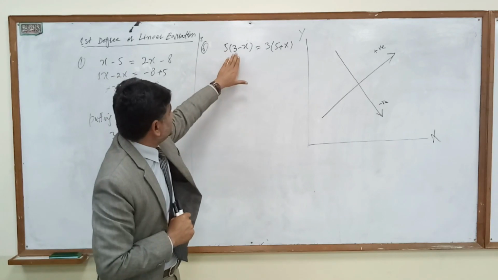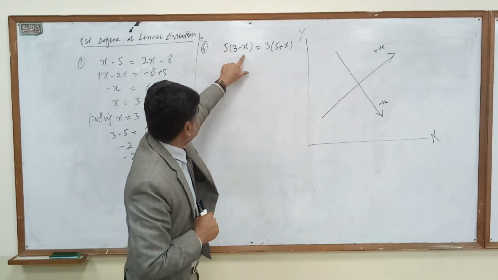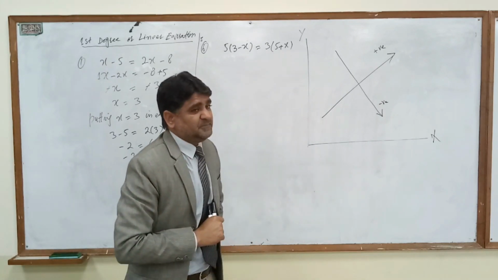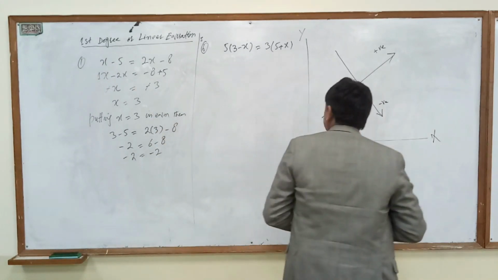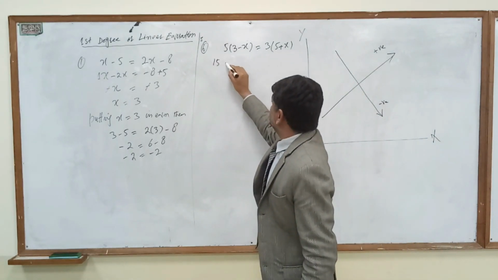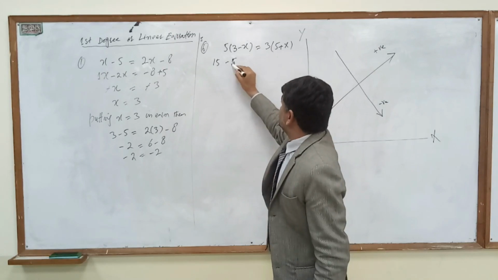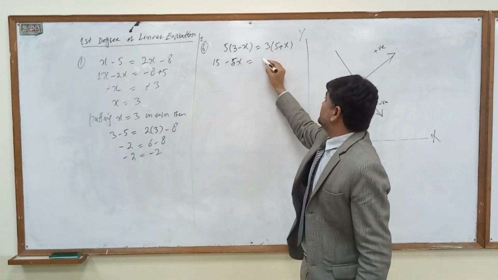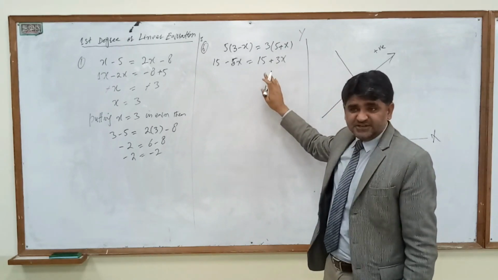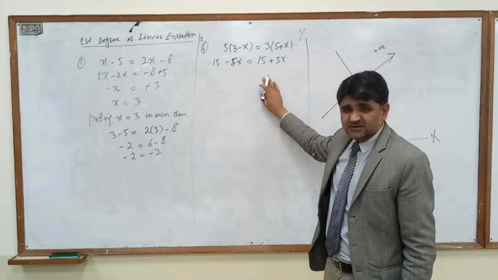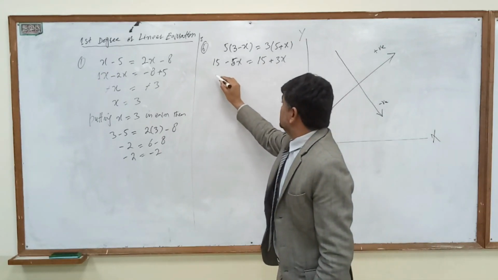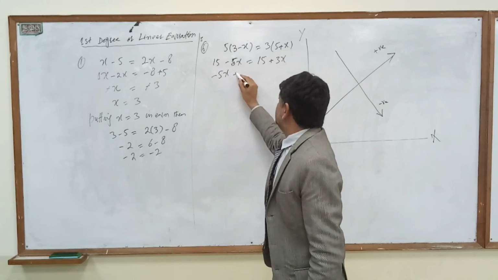So 5 is multiplied with all the expressions inside the parenthesis. 3 is also multiplied with all expressions of the parenthesis. So we get 15 minus 5x is equal to 15 plus 3x. Is this a first degree equation? Yes, sir. How to solve? Shift the variable to one side, and the constant to the other side.